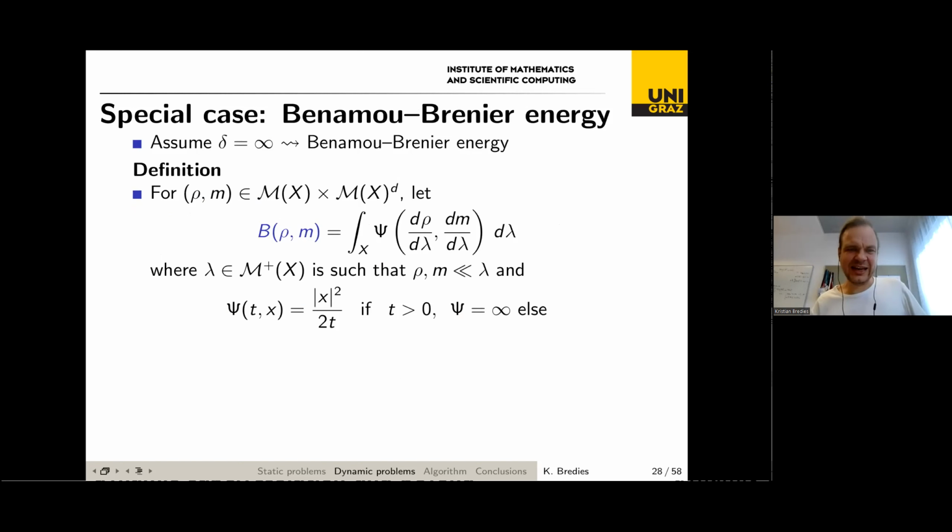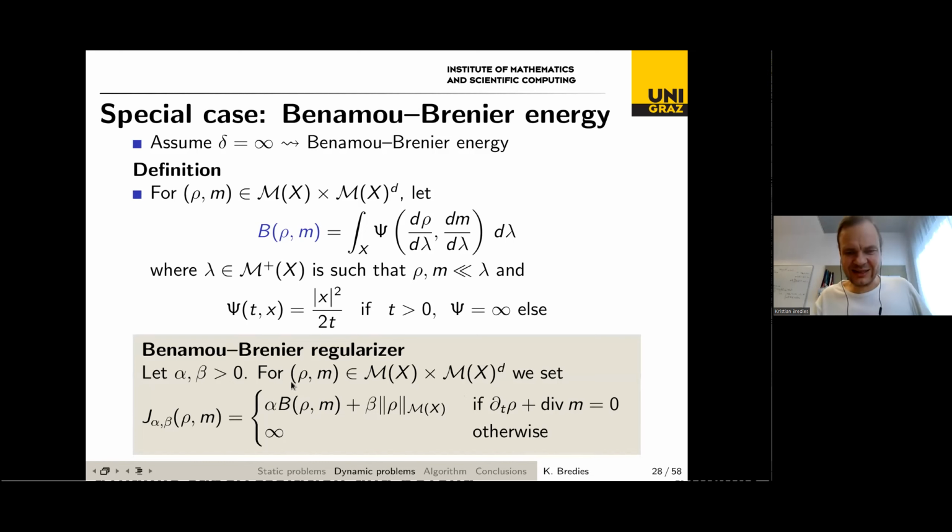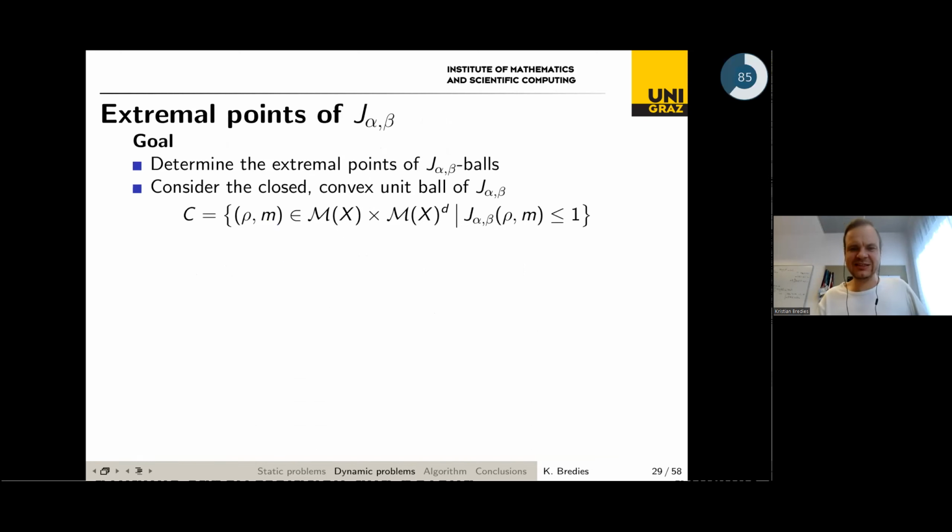Okay, so now there's a special case that you can see, that is the Benamou-Brenier energy, which is the balanced case. So this corresponds to the weight delta being infinity. And in that case, things are a little bit easier, right? Because the Benamou-Brenier energy is a little bit simpler. So you can just forget about the mu part here. So it's just the squared Euclidean norm over 2t, like what we expect. So no y here, no mu here. So the spaces where you optimize are a little bit smaller. And also the regularizer is a little bit easier. So again, no mu here. So you just have this kind of energy, which is well defined, plus a total variation part. And of course, the continuity equation is homogeneous, zero on the right hand side.